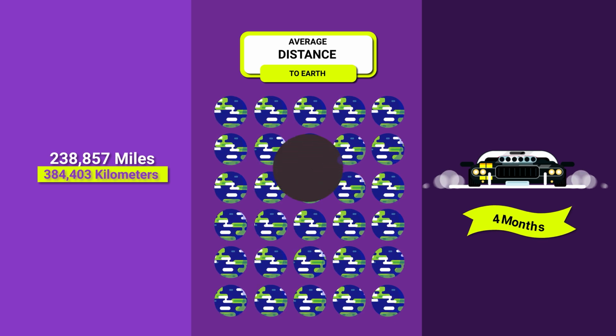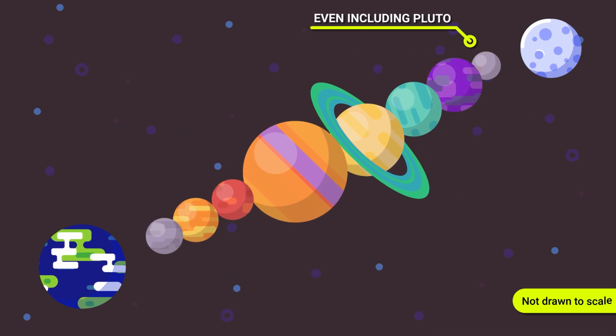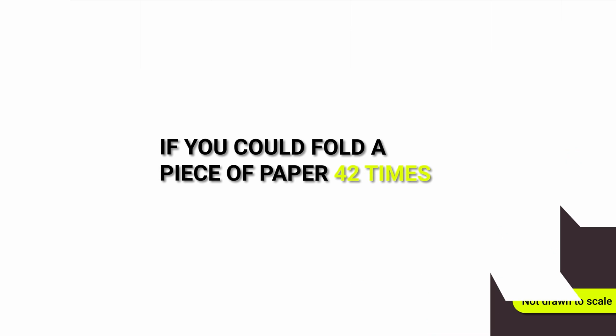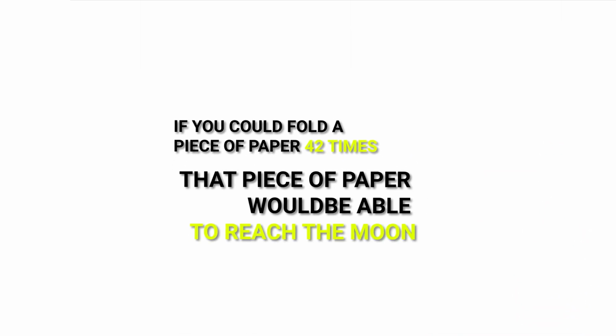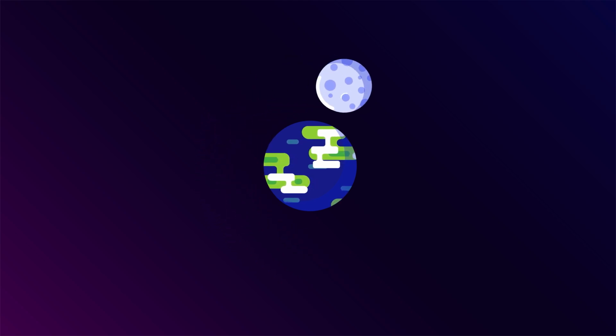To put it in even more perspective, when the Moon is furthest away from Earth, both celestial bodies are so far apart that all the planets in our solar system could fit in between, and although this is a pretty long distance, if you could fold a piece of paper 42 times, that piece of paper would be able to reach the Moon.